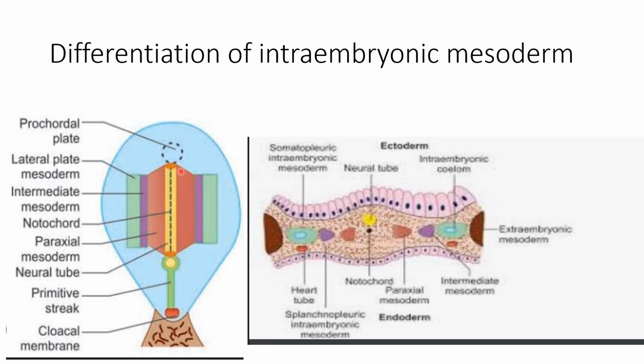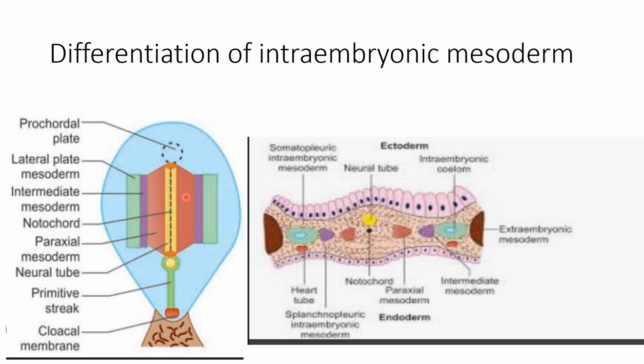In the cephalic part we can see the prochordal plate where only epiblast and hypoblast is present, and in future it will form the buccopharyngeal membrane. And caudally, we can see the cloacal membrane, the primitive streak, and the Hensen's node. So in the midline, we have the notochord. This is the notochord present in the midline extending from Hensen's node up to the prochordal plate.